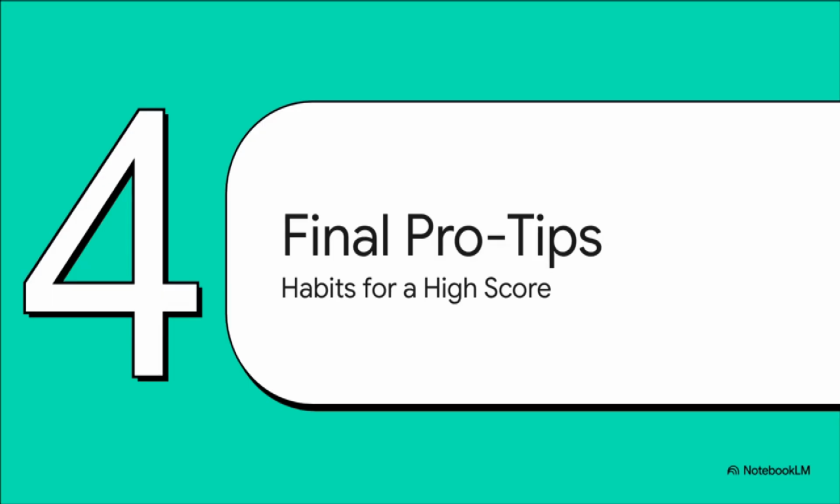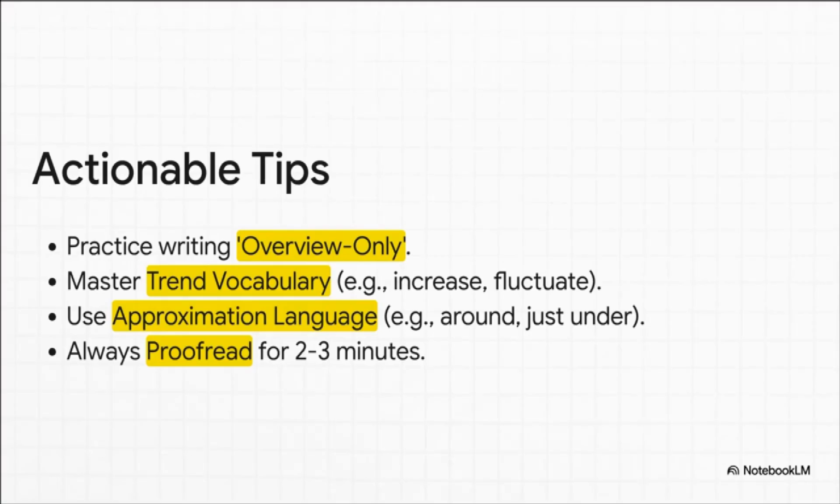To really nail this, let's finish up with a few pro tips. These are simple habits you can start building today that are going to make a massive difference to your confidence and, of course, your score. These habits are so simple, but they are incredibly powerful. I mean, just practicing overviews will literally train your brain to spot those key trends in seconds. Mastering a few key words for trends and approximation makes you sound so much more precise. And a quick 2-minute proofread, that can easily be the difference between a Band 6 and a Band 7.